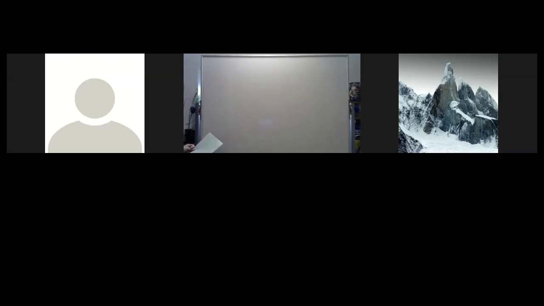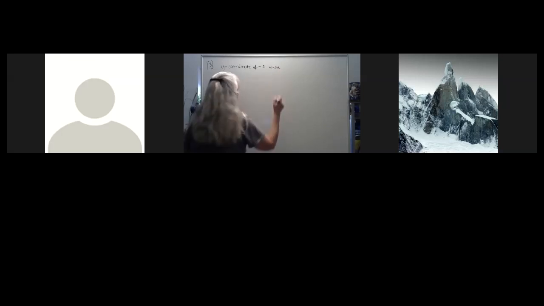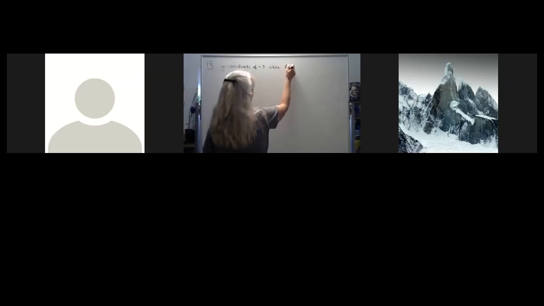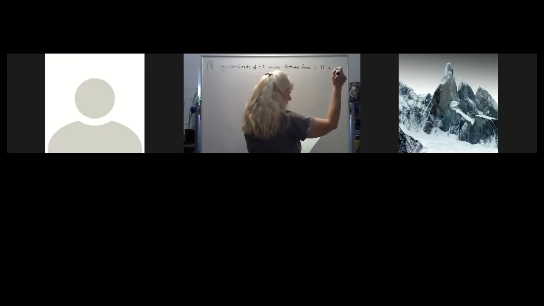Okay, then we're going to go on, and we're going to use that distance formula to solve another problem. So this is example 3. We want to find all points that have a y-coordinate of -3, whose distance from the point 1, 2 is 13.